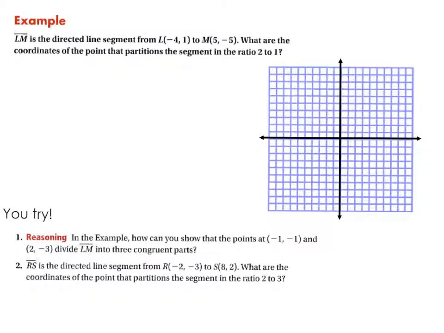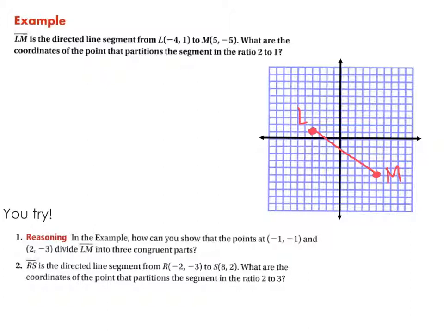Our first example says that segment LM is a directed line segment from L, which is at coordinates (-4, 1), to M at coordinates (5, -5). Let's go ahead and take a moment and plot those. After plotting L and M, I drew a line segment to make the segment LM. Our question says, what are the coordinates of the point that partitions, that divides or separates, the segment in the ratio 2:1? The first thing we're going to want to do is find the slope.